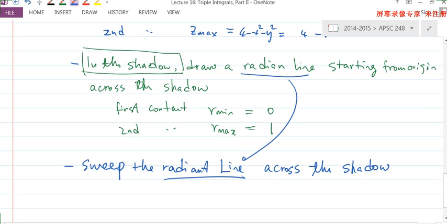Wouldn't r max be root 2? Oh, root 2, yes. Good point.